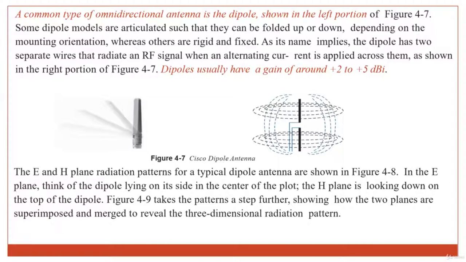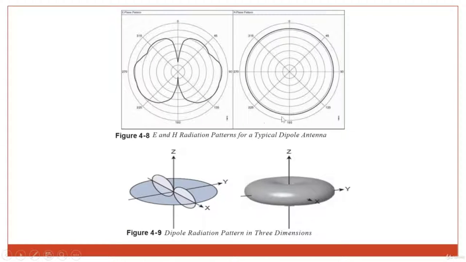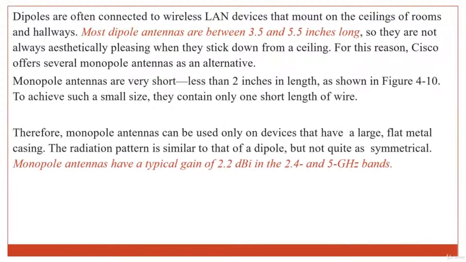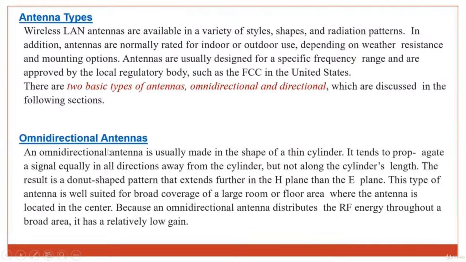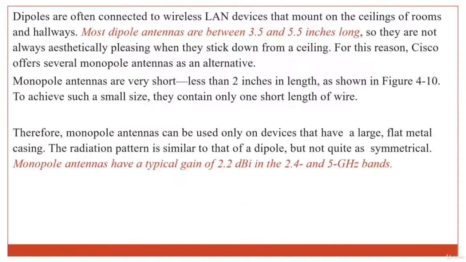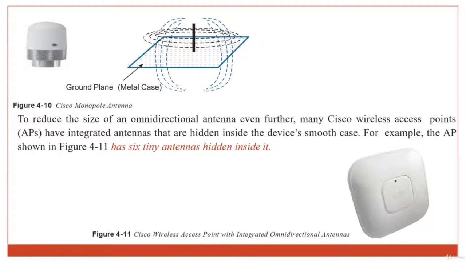With the dipole antenna, you can see in the diagram that from the center they are at equal distance, and their gain is around, again, we know what the gain is, plus 2 to 5 dB. Again, you can see the E and H. The horizontal is azimuthal, and the E is the elevation plane, and the cross section is here in the diagram. In omnidirectional, one example is a dipole, and the other example is the monopole.